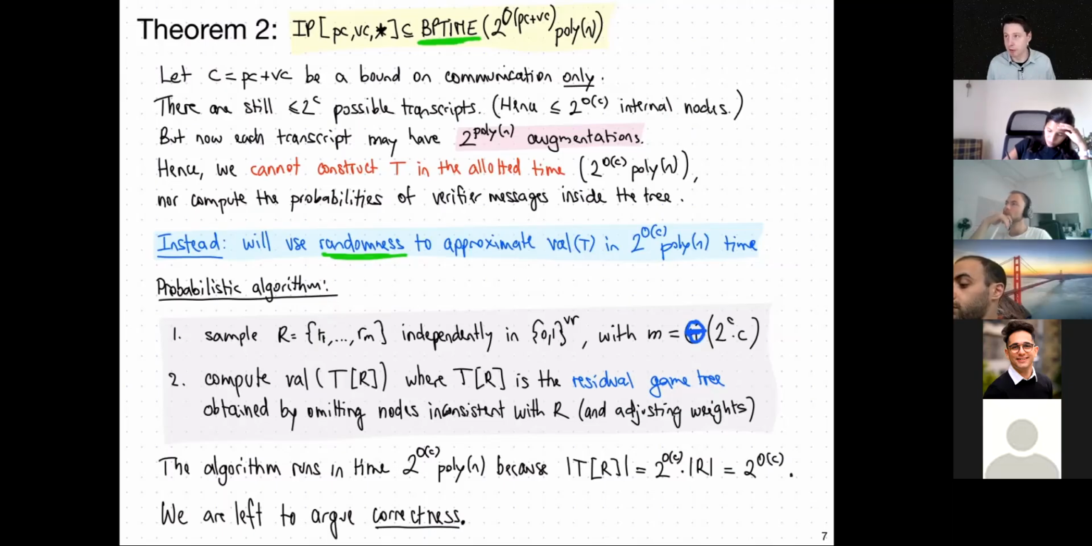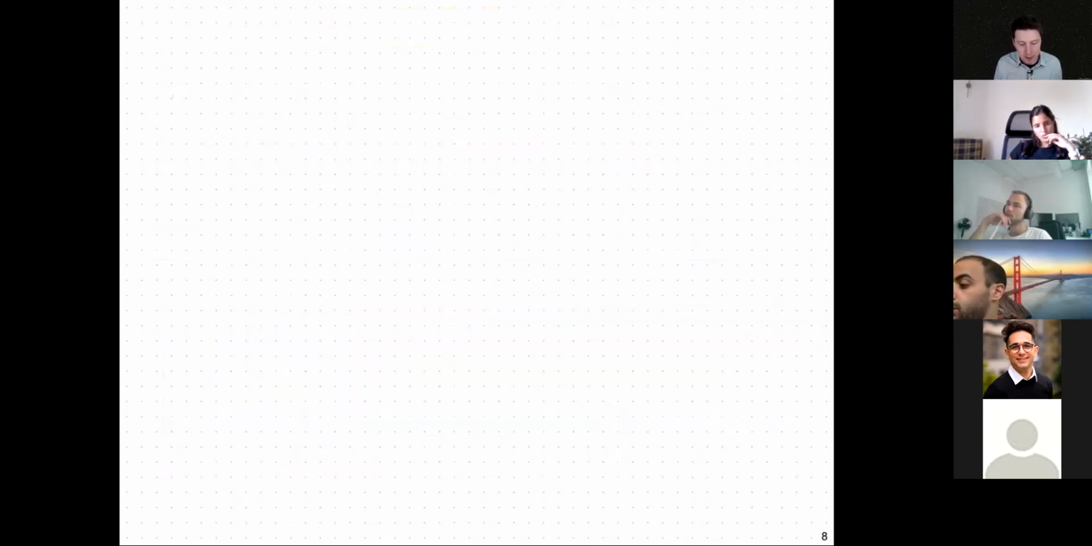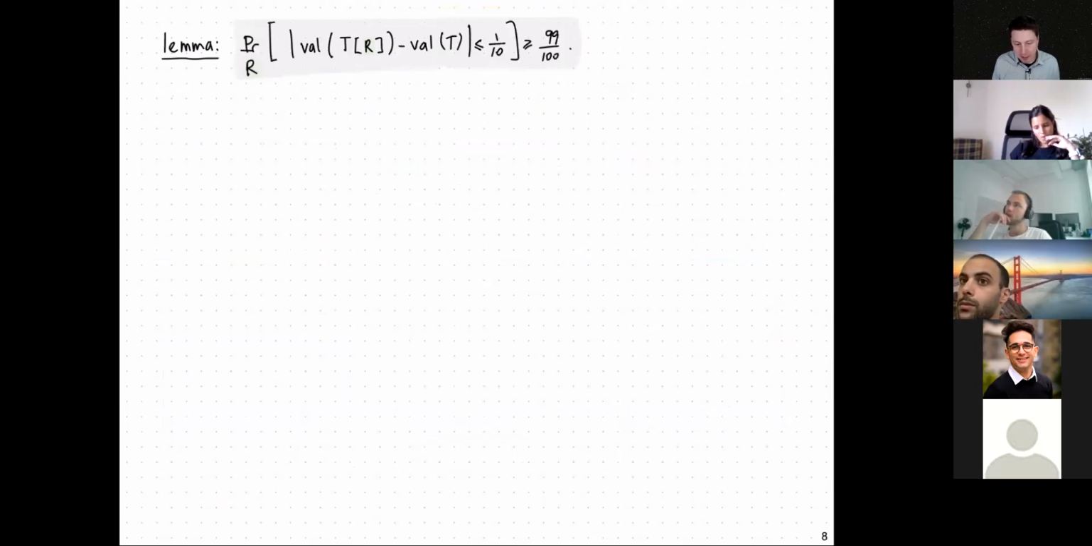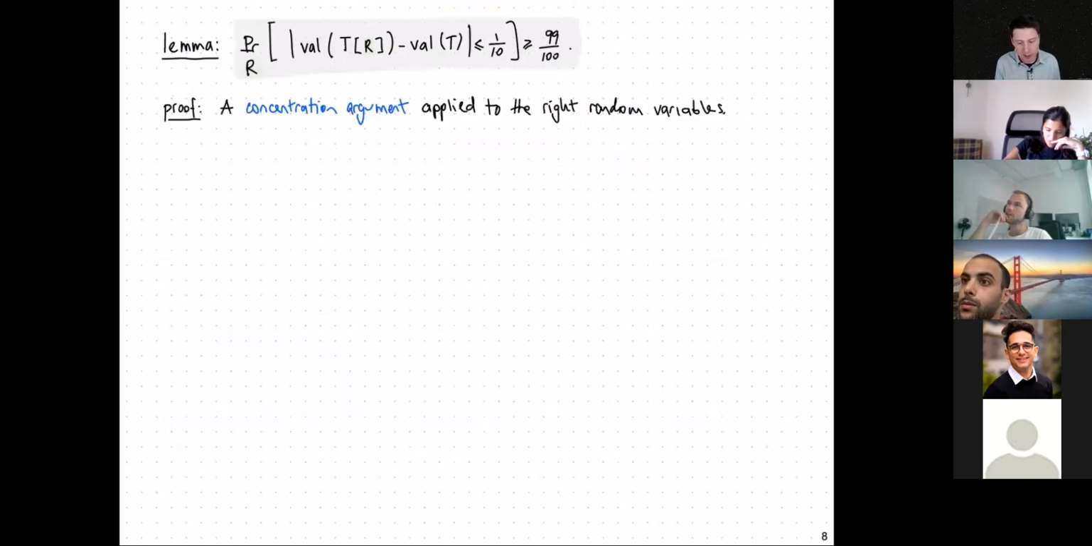Any questions about the intuition here? Hopefully it's a pretty natural strategy, and we just need to analyze it. We have a good candidate. So perhaps not surprisingly, things are going to come from concentration bounds. We're going to use a concentration argument applied to, as always, you need to figure out to what, the right random variables.